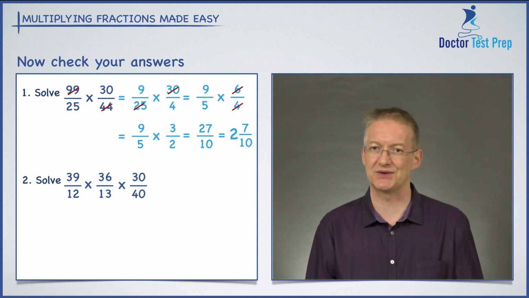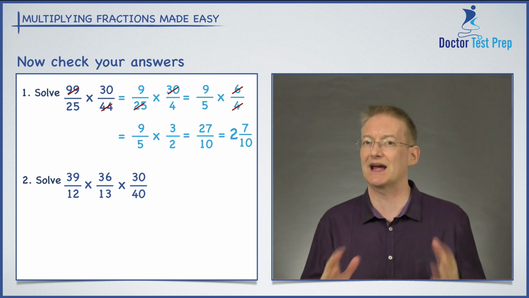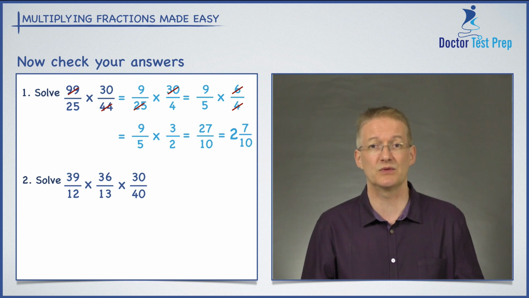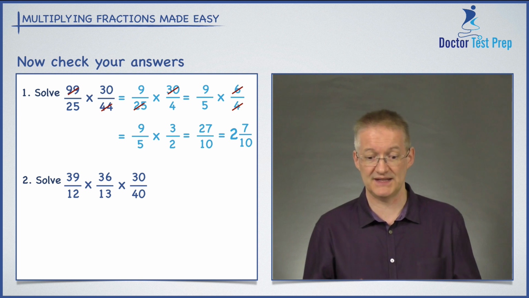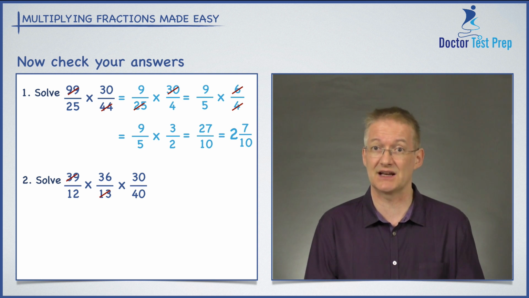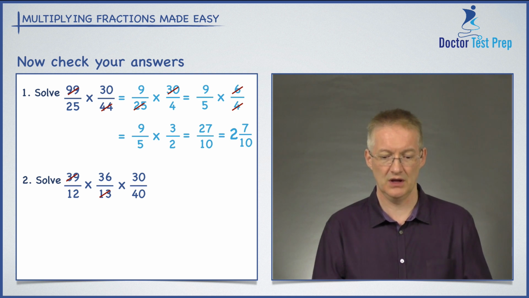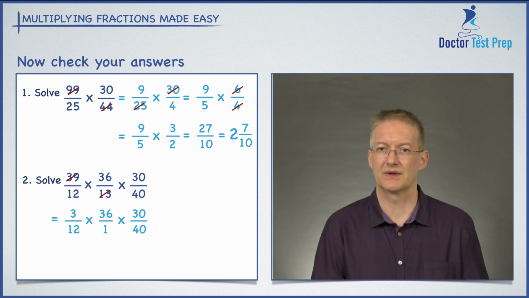So let's have a look at number 2. Now this one seems a little more complicated because we have 3 fractions multiplying with each other, but it's exactly the same deal as before. We're going to reduce anything on the top with anything on the bottom. Now the first thing I noticed was 13 goes into 39 exactly 3 times. So I replaced the 39 by 3 and I replaced the 13 by 1. So that gives me 3 over 12 times 36 over 1 times 30 over 40.